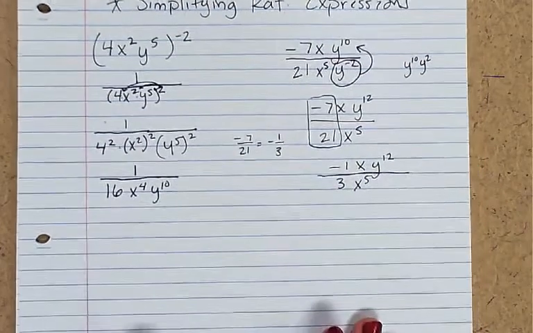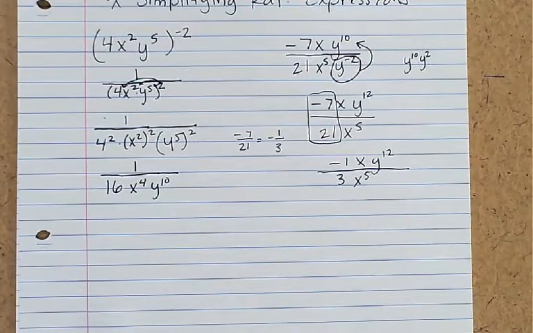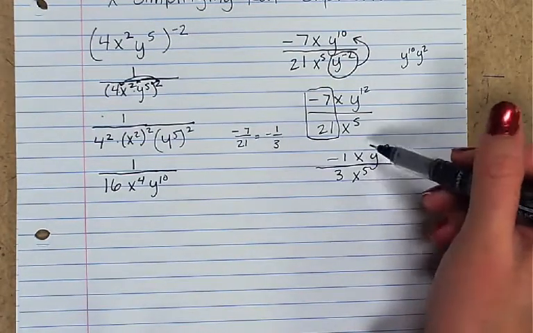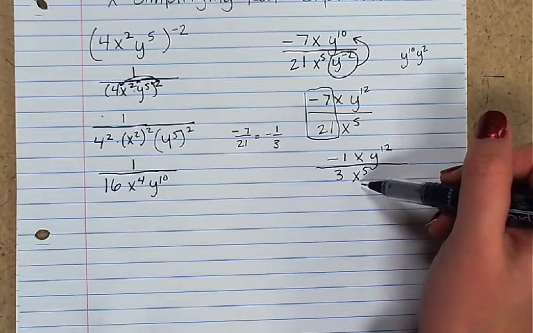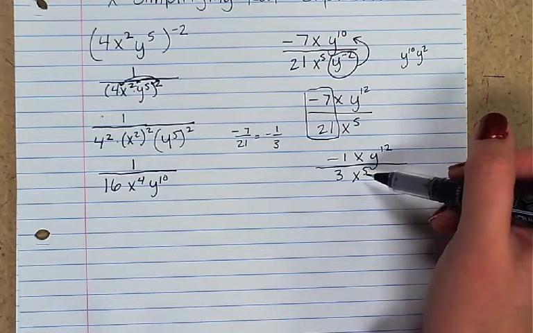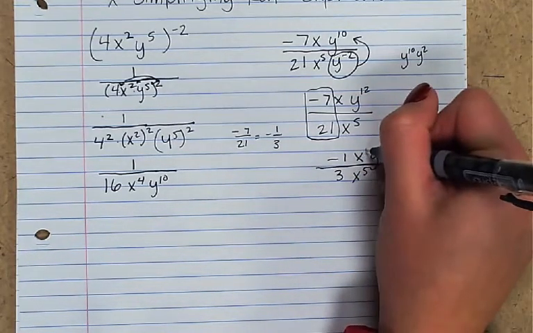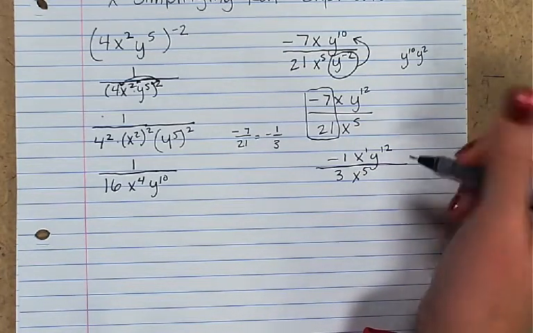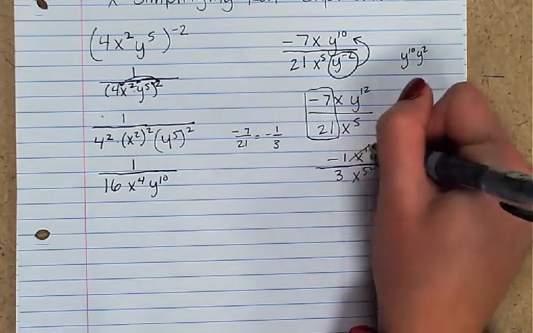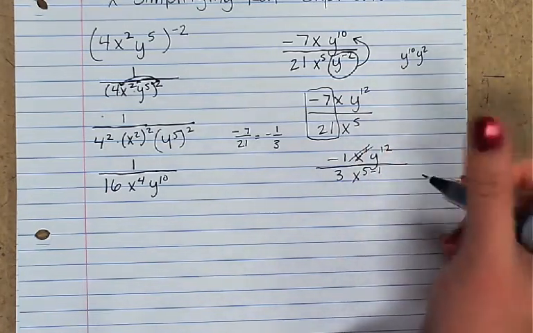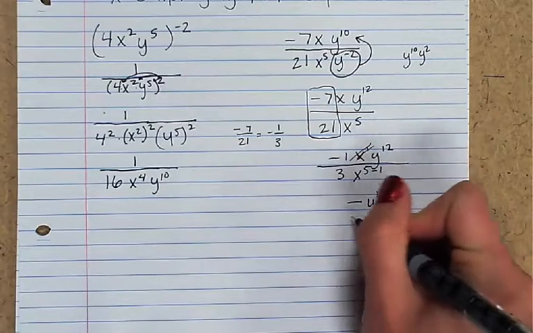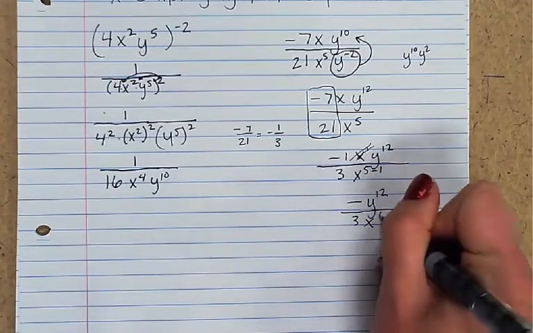Okay, so last, we are not done because remember, you're not done until there's only 1 of each variable. And right now I have 2 x's. I have 1 in the top and 1 in the bottom. So when you divide, I kind of showed this in the last lesson, you can go ahead and just subtract the smaller exponent from the bigger exponent. Okay, so the exponent on this x is a 1. So what number is smaller, 1 or 5? Well, 1 is smaller. So we can cancel out the 1 as long as we take it away from the 5. So in the numerator, we're going to end up with -y to the 12th over 3x to the 4th power.